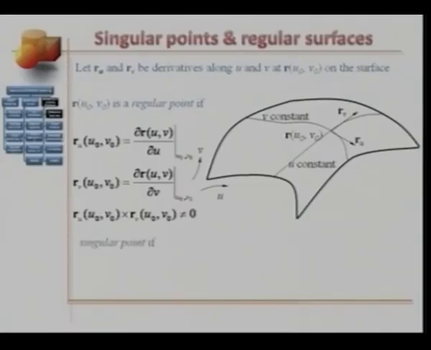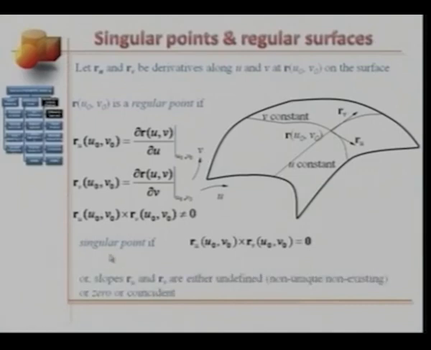One would get a singular point if either of the three conditions doesn't hold. That is, if either the cross product is 0, or any of the slopes r sub u and r sub v are undefined, they may not be unique or they may not exist, or any of these directions is 0, or they are coincident.